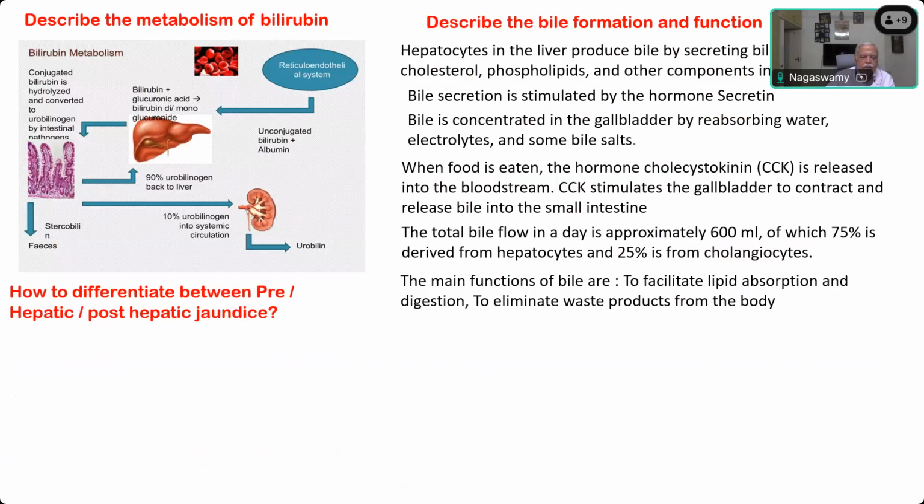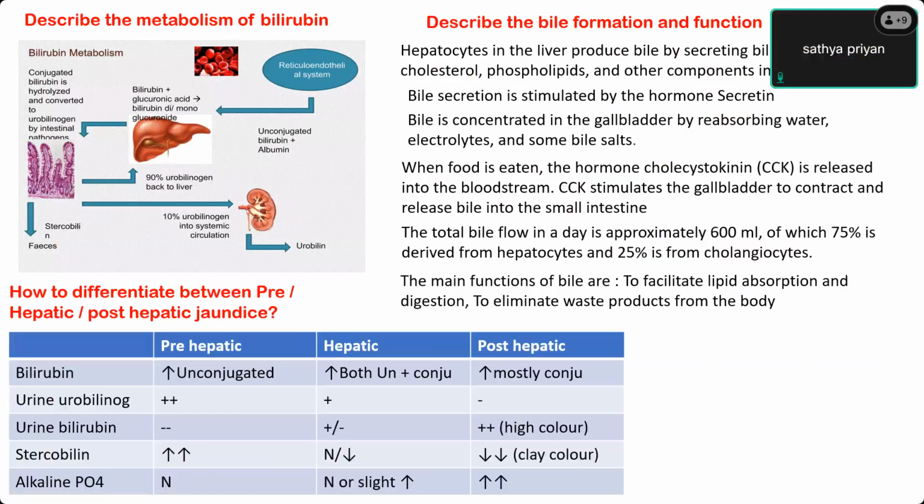Okay. What other changes will happen? Any enzyme changes in these conditions? LDH, sir. LDH in which condition? Pre-hepatic or hemolytic. It's increased in pre-hepatic jaundice. Post-hepatic, which is the enzyme which will be elevated? Alkaline phosphatase, sir. Alkaline phosphatase, very good.